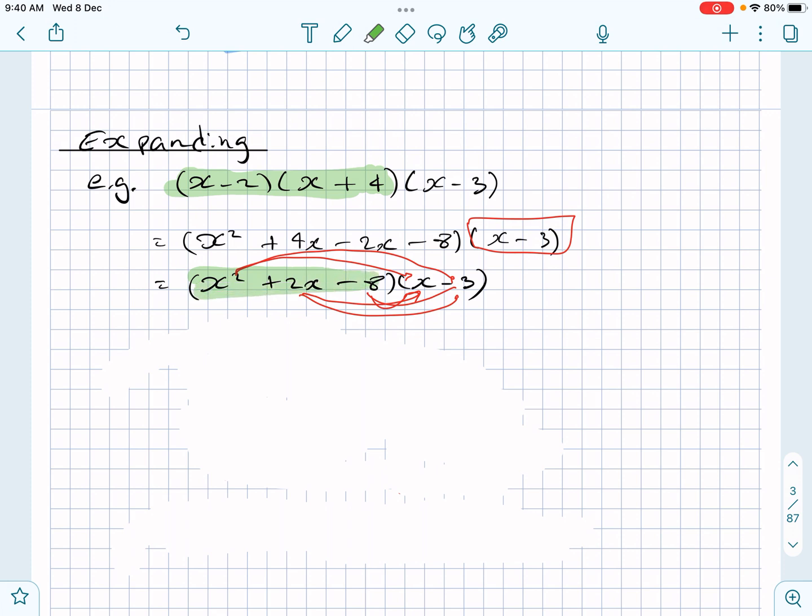what we do now is we take each of the terms in the first bracket and multiply it into each of the terms in the second bracket. So x squared goes to x, 2x and then to negative 3, 2x goes to x and then to negative 3, and negative 8 goes to x and then to negative 3.